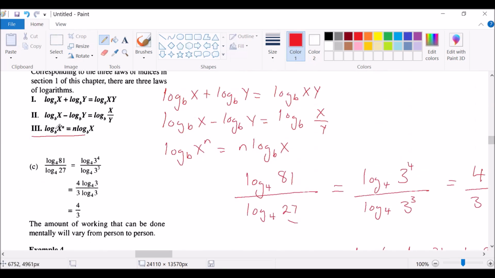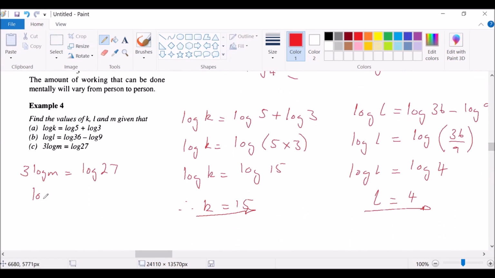On C, we have 3 log M is equal to 27. Using this third law in reverse, we can take the power to the number and say log M cubed is equal to log 27. But 27 as a power of 3 is 3 cubed. So the log is the same, the power is the same. It means M is equal to 3.